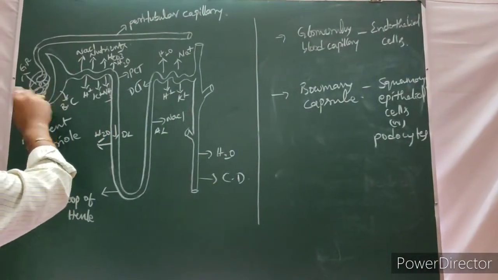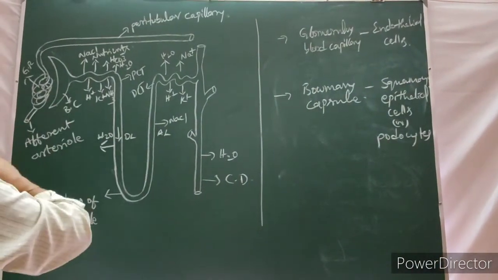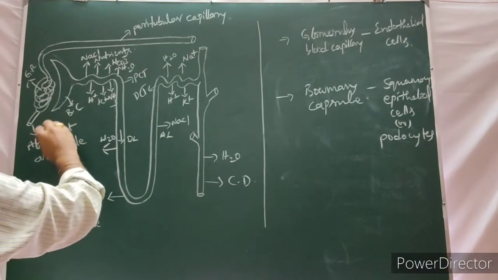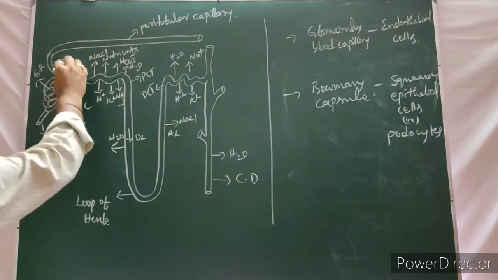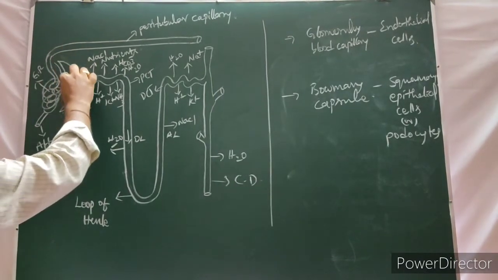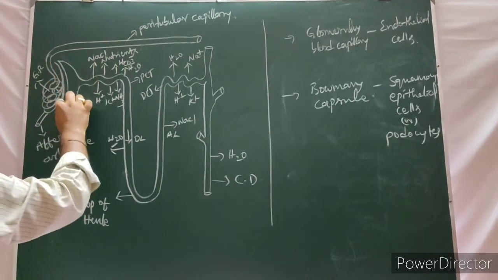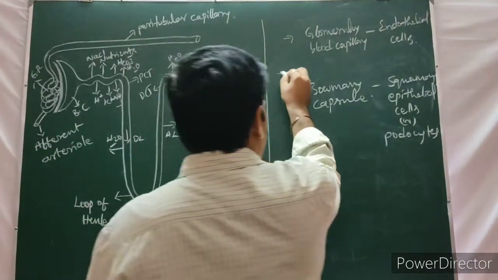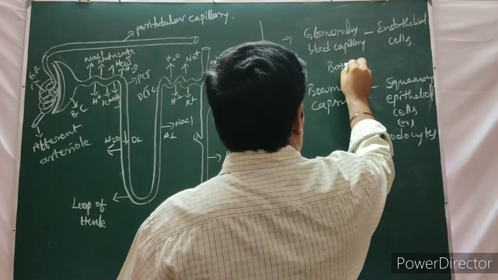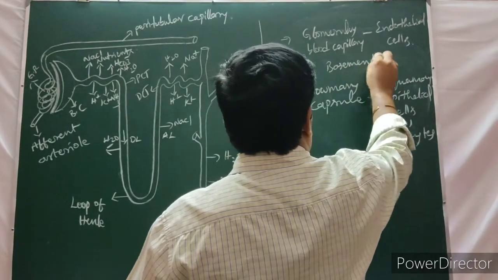Endothelial cells are present in the glomerulus and squamous epithelial cells are present in the Bowman's capsule. In between the Bowman's capsule and glomerulus, a membrane is there, which is called the basement membrane.